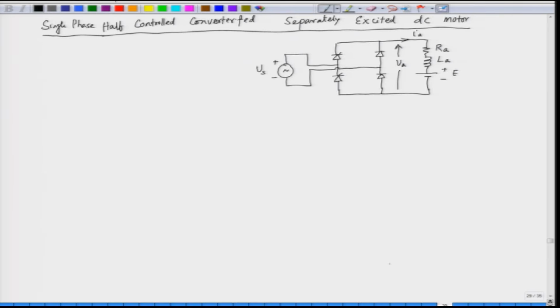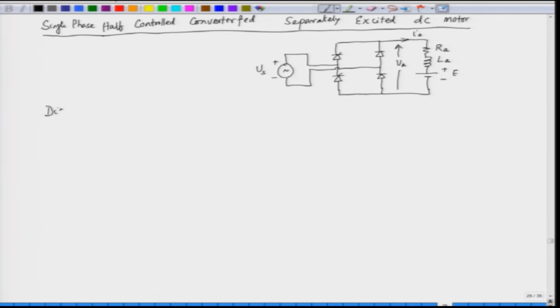Now, as we have seen in case of a full control converter, a half control converter can also operate in 2 different modes, a continuous current mode and a discontinuous current mode. We will take up these 2 modes separately. Let us take the discontinuous current mode first.